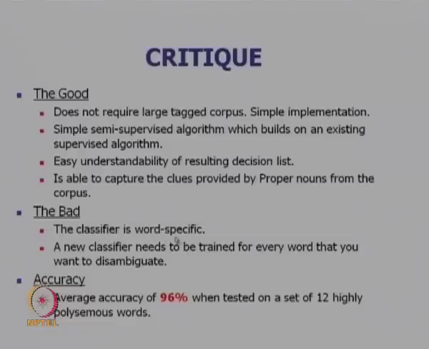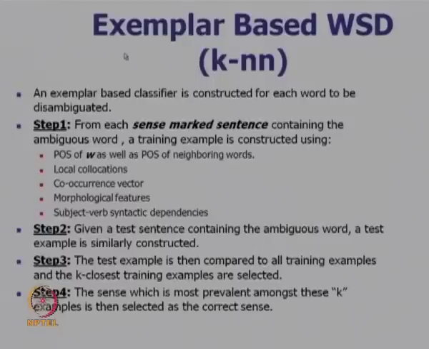The actual words which appear and form the decision list have their say in the decision for sense. A new classifier needs to be trained for every word that you want to disambiguate. The average accuracy comes out to be 96% when tested on a set of 12 highly polysemous words. The next algorithm is the exemplar based WSD algorithm.